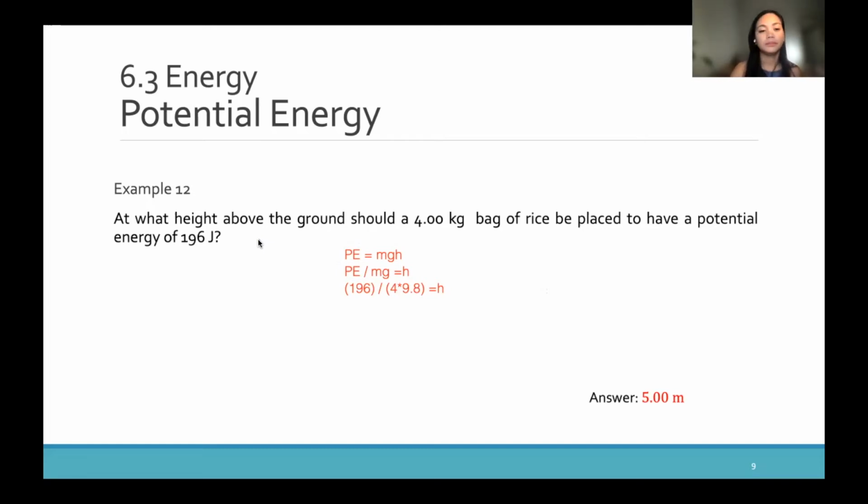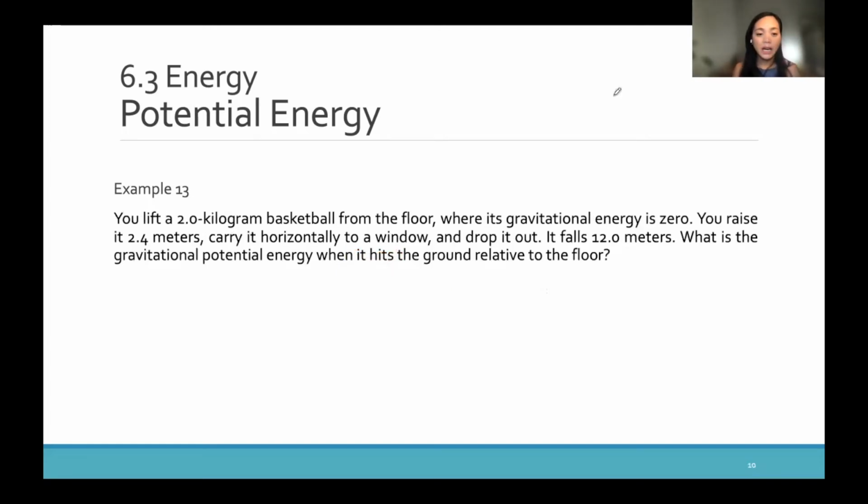Next one. Let's say you lift a 2 kilogram basketball from the floor where its gravitational potential energy is 0, and then you lift it to 2.4 meters, carry it horizontally to the window and drop it off. Now it falls 12 meters to the ground. Now, what is the gravitational potential when it hits the ground relative to the floor?